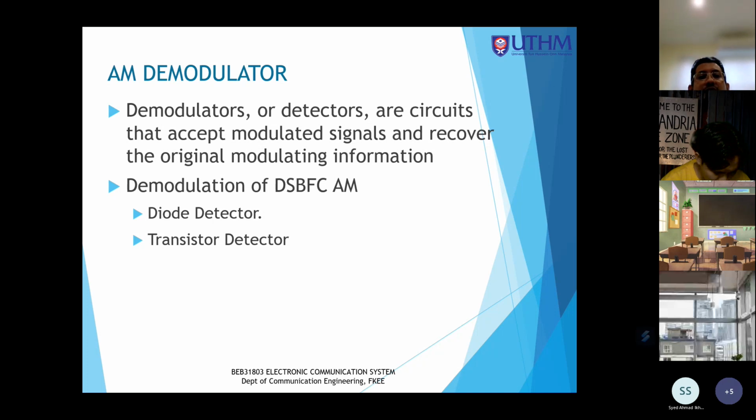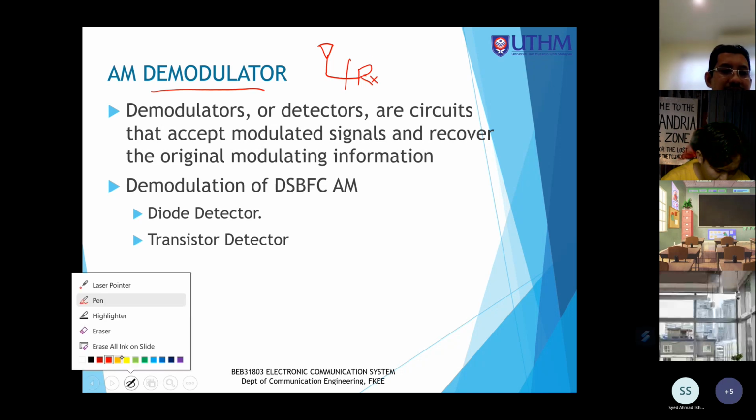Okay, so now we are moving to the next topic about demodulator. Apa itu demodulator? Demodulator adalah sebahagian daripada receiver. Okay, so we have looked the transmitter part about the modulator side. So we want to look into the receiver side. So kita nak lihat di dalam receiver ada satu bahagian yang kita panggil sebagai demodulator.